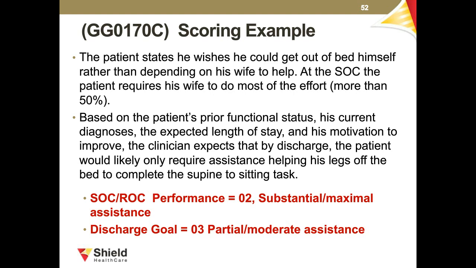But looking at the patient's prior functional level and his current diagnosis, the expected length of care, his motivation, because he wants to improve, he does want to help get himself out of bed and doesn't want to depend on his wife so much. The clinician expects that by discharge, the patient will be likely to do more for himself. He's still going to require assistance, but not as much. And so based on that, so it's clinician judgment, the discharge goal is determined to be an O3, partial or moderate assistance instead of the maximal assistance that he has at the time of the start of care.